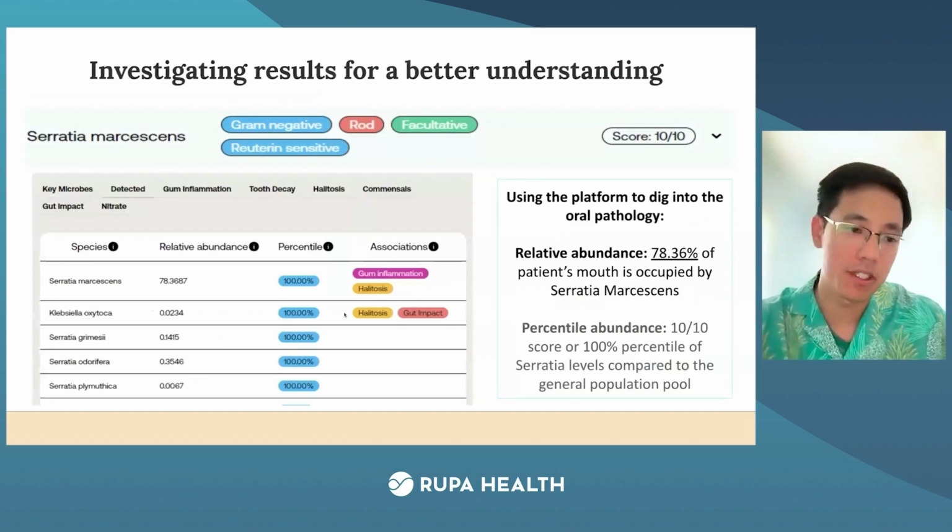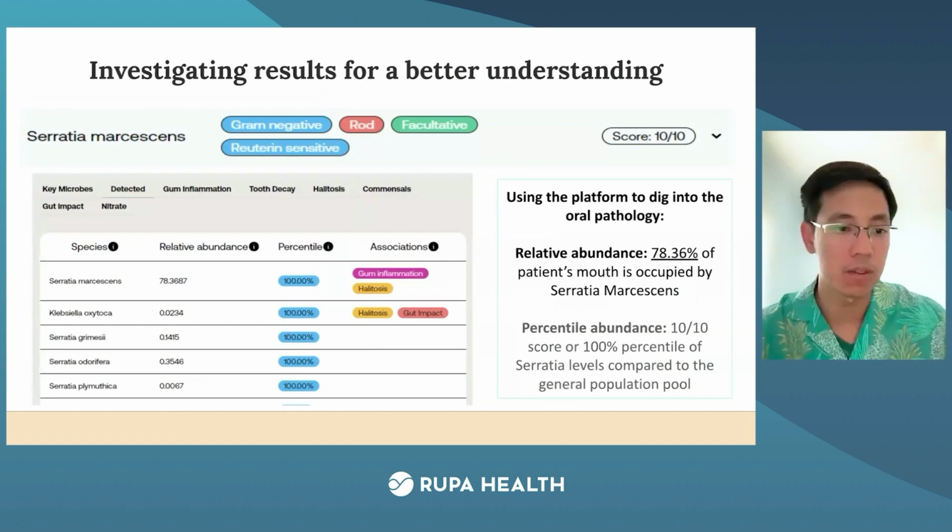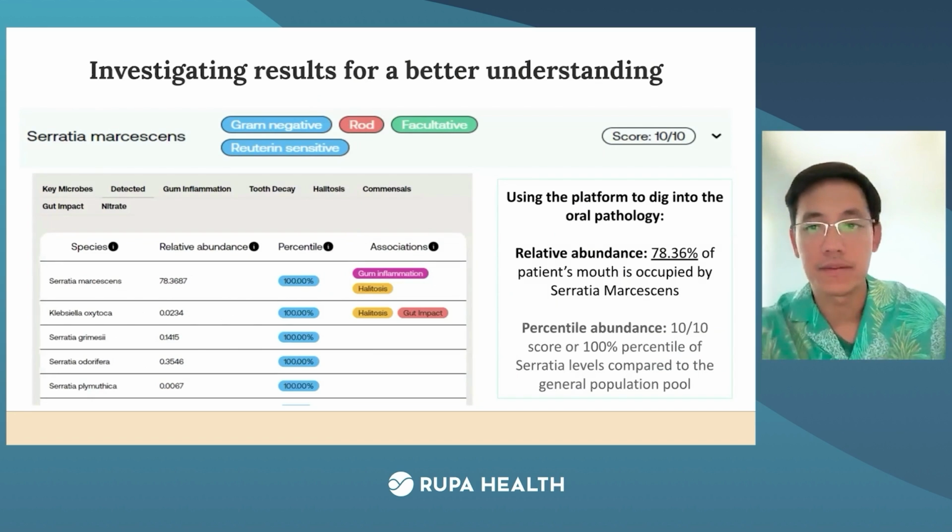So we looked at his raw results, at the abundance of the different species, and we saw this one species that took over his entire microbiome. It was 78% of his microbiome, which is incredibly rare. It's called Serratia marcescens.